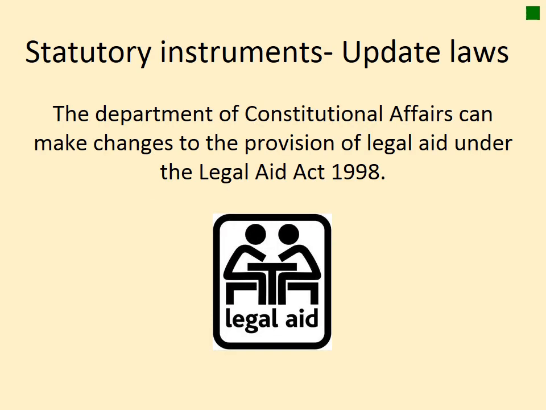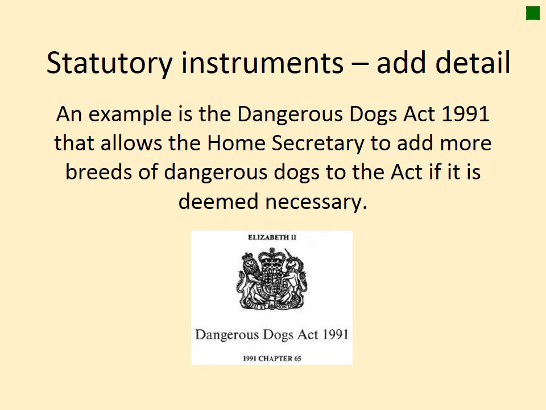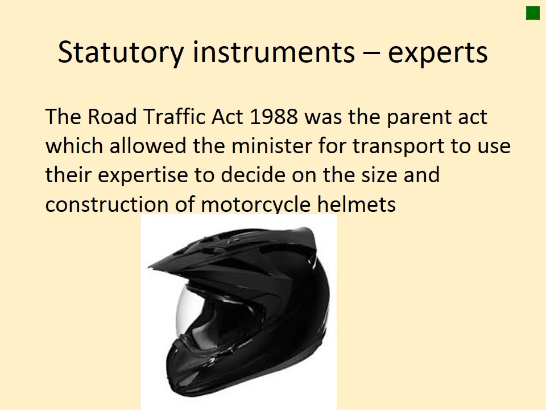An example of updating law: the Department for Constitutional Affairs made changes to the provision of legal aid under the Legal Aid Act 1988, which is the Parent Act. To add detail, an example of the Parent Act is the Dangerous Dogs Act, and this allowed the Home Secretary to add more breeds of dangerous dog as and when it was deemed necessary. So allowing experts to make laws, the Road Traffic Act 1988 was the Parent Act, and it allowed the Minister for Transport to use their expertise to decide on the size and construction of motorcycle helmets.